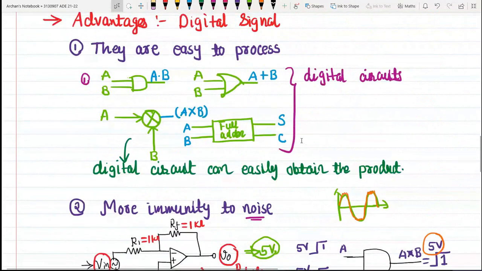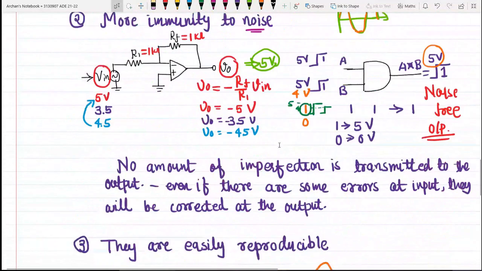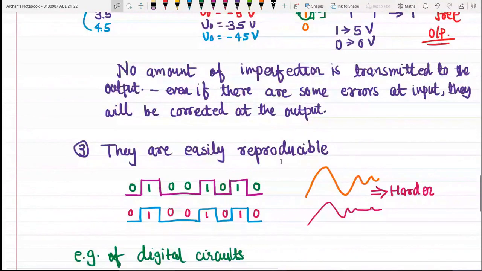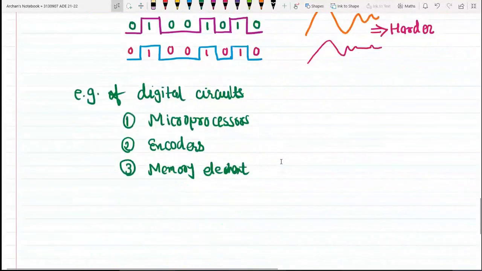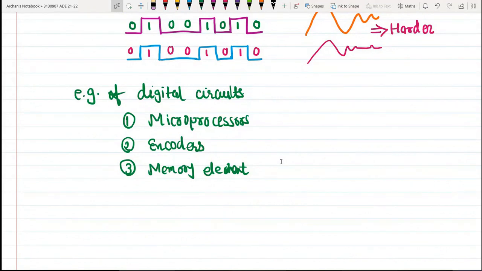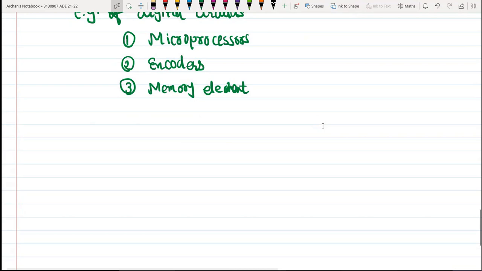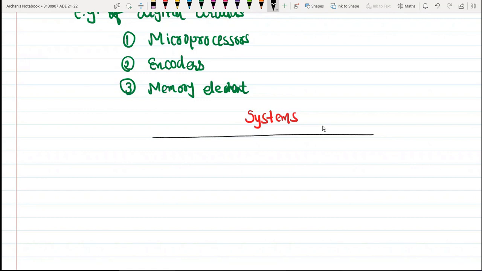The advantage is they are very easy to process, they are more immune to noise, and they are very easily reproducible. So because of these advantages offered by digital signals, one may find the applications of digital signals in a number of circuits. So we have now two typical systems. If we talk about the systems, then we have two systems. One is the analog system and another one is the digital system.